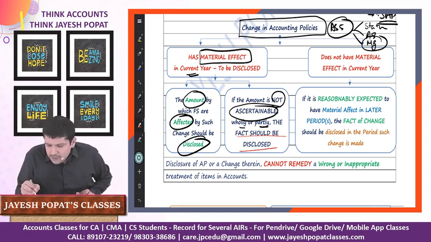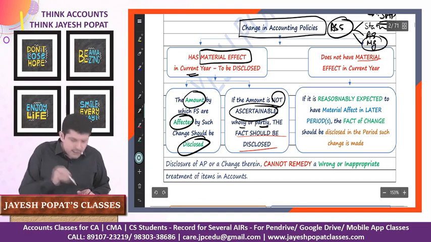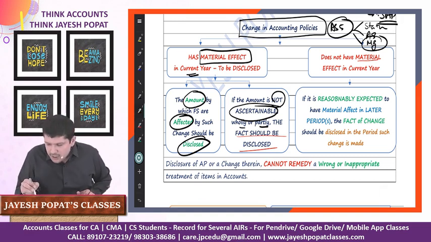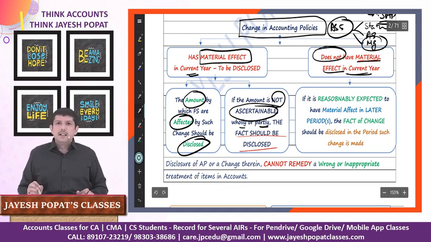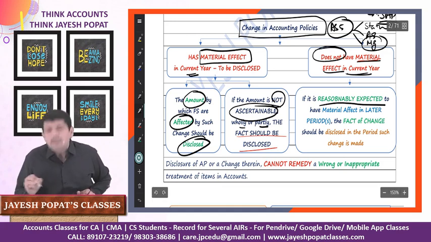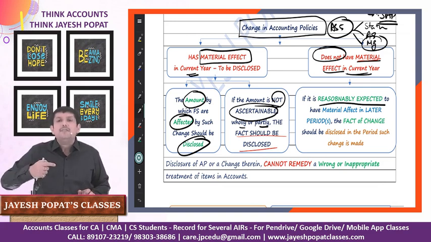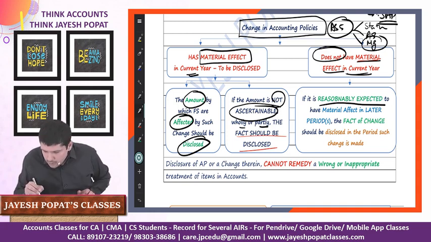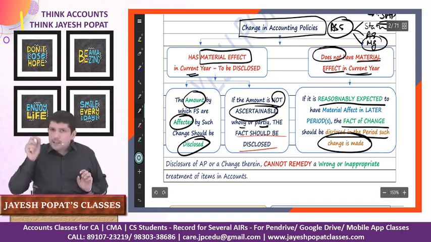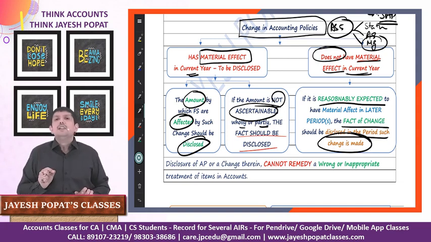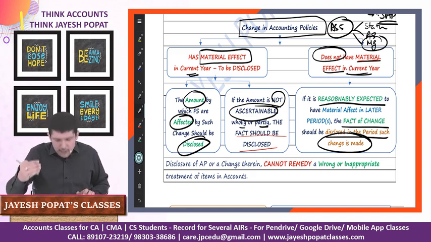Another thing, if you made a change in accounting policy in the current year, but this change does not have a material effect in the current year, but it can be reasonably expected to have material effect in the later period, in that case also you need to disclose the fact of the change in the year in which the change has been made, even if there is no material effect in the current period, but it is reasonably expected that there will be impact in the later period.